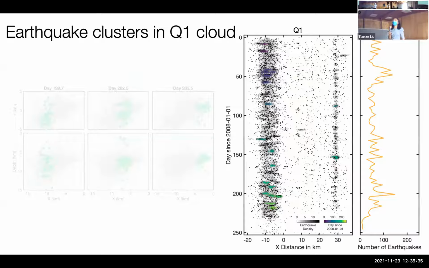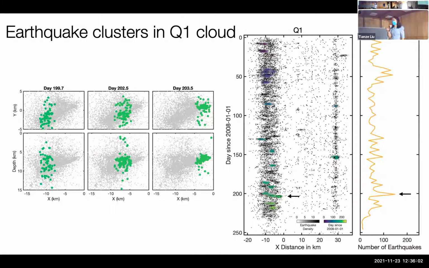We can do similar things for the diffuse cloud in the Q1 transform fault. Again, the two columns show you the distribution of the seismicity and its daily rate, and we identified about 17 dense earthquake clusters inside this cloud. And I would like to highlight 3 clusters around day 200. These 3 clusters likely represent a migration process from seismicities in the deeper part of this cloud gradually to the intersection with the transform fault.